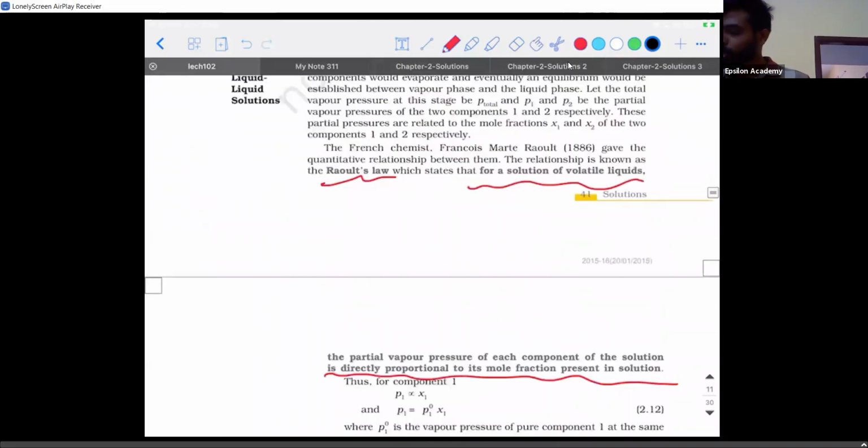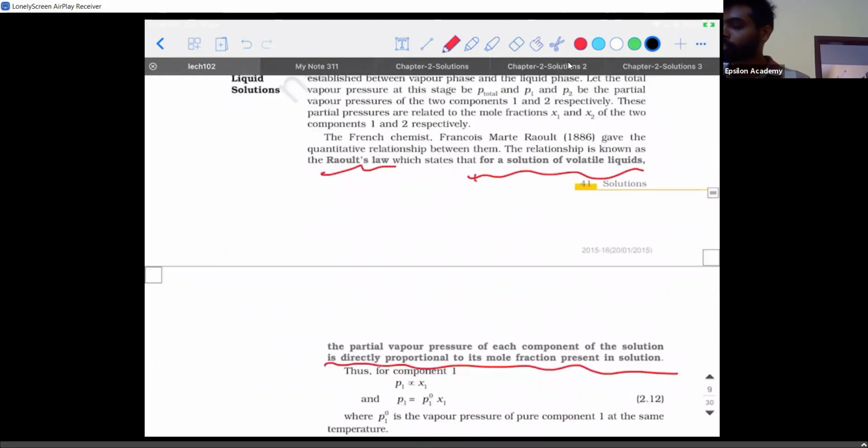See, Raoult's law states that for a solution of two volatile liquids, the partial vapor pressure of each component... that means we need to know what partial pressure is. Partial pressure means, for that one component, what is the pressure? Okay, let me go into this. I have a vessel in which I have a mixture of gases. Now, how do I define partial pressure is the question.